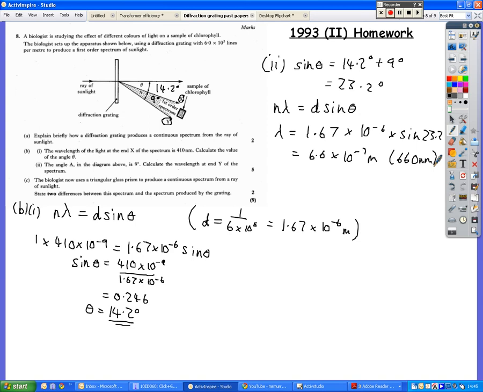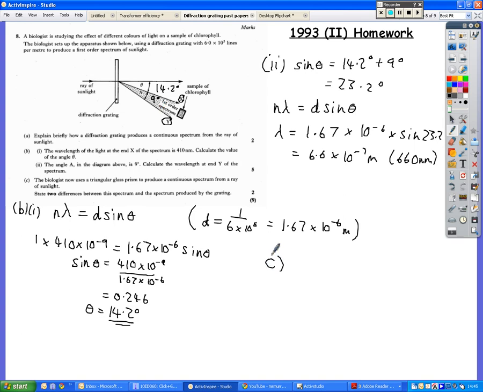Okay, so it's applying the same equation twice. It's just making sure that you understand really that this angle is the angle of deviation to whatever area of constructive interference you're thinking about. C, the biologist now uses a triangular glass prism to produce a continuous spectrum from a ray of sunlight. State two differences between this spectrum and the spectrum produced on the grating.